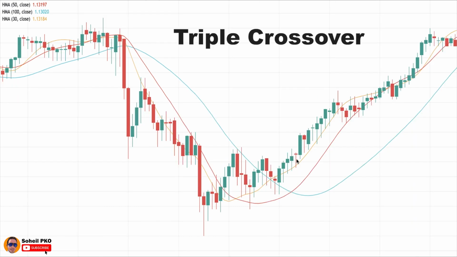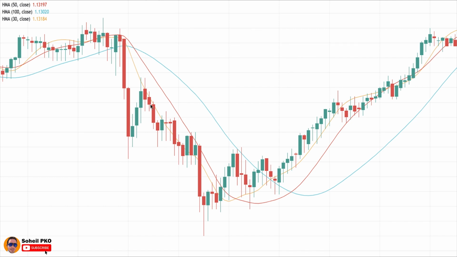And also 3 Hull moving averages can be used for crossover signals, and we call it triple crossover. In this method, we have buying or selling signals when the shortest moving average crosses the other two moving averages. The buying and selling signals generated by double and triple crossovers are relatively late, and one important point that you must pay attention to is that generally in crossovers we can have a lot of false signals, and these methods work well when we are in a strong trend.